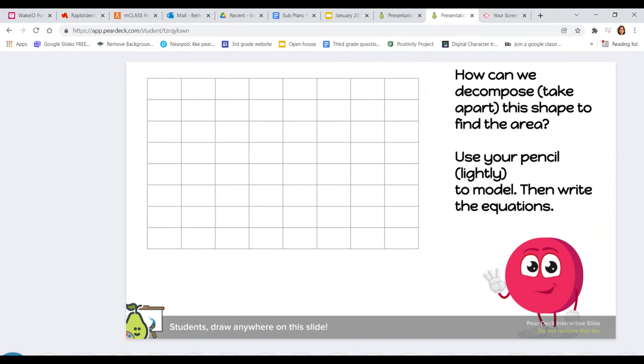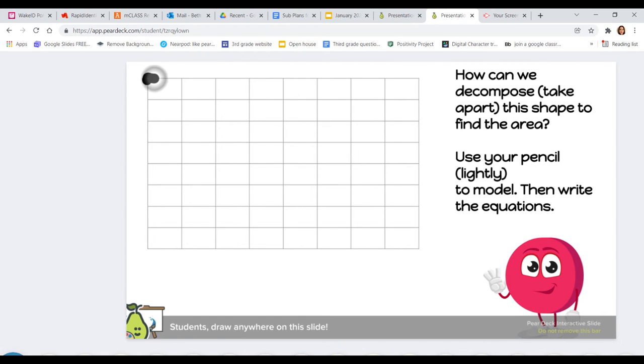So today we are going to find the area of one big rectangle. And before we do that, we're going to find the area of two rectangles and then add those together to find the area of the larger rectangle. So the first thing that I'm going to do is just think of how can I break up this shape?